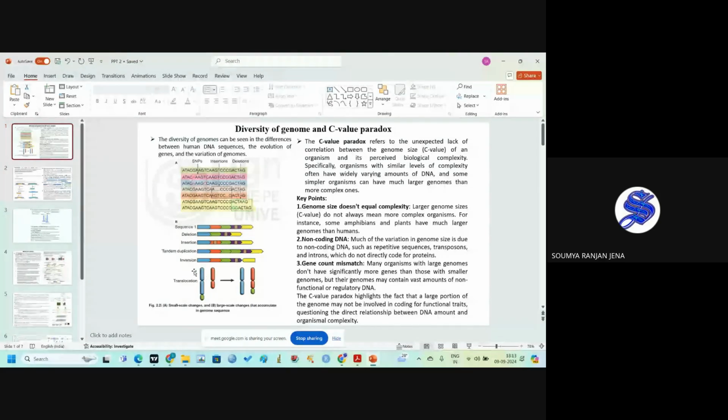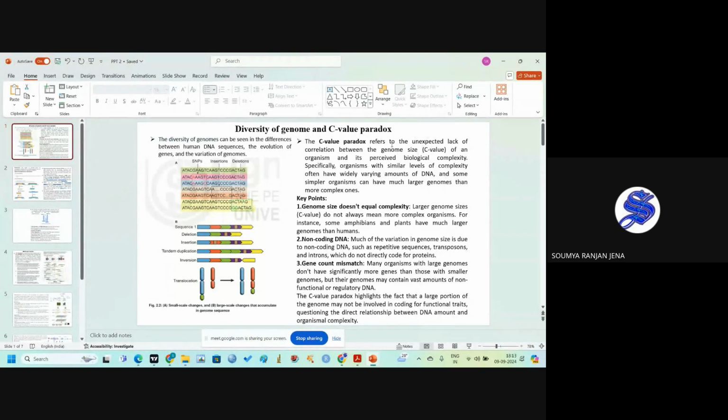And translocation: during Robertsonian translocation, the recombination of genes also gives a diversity of the genome. This diversity of the genome, in the evolutionary process, gives rise to a new species.